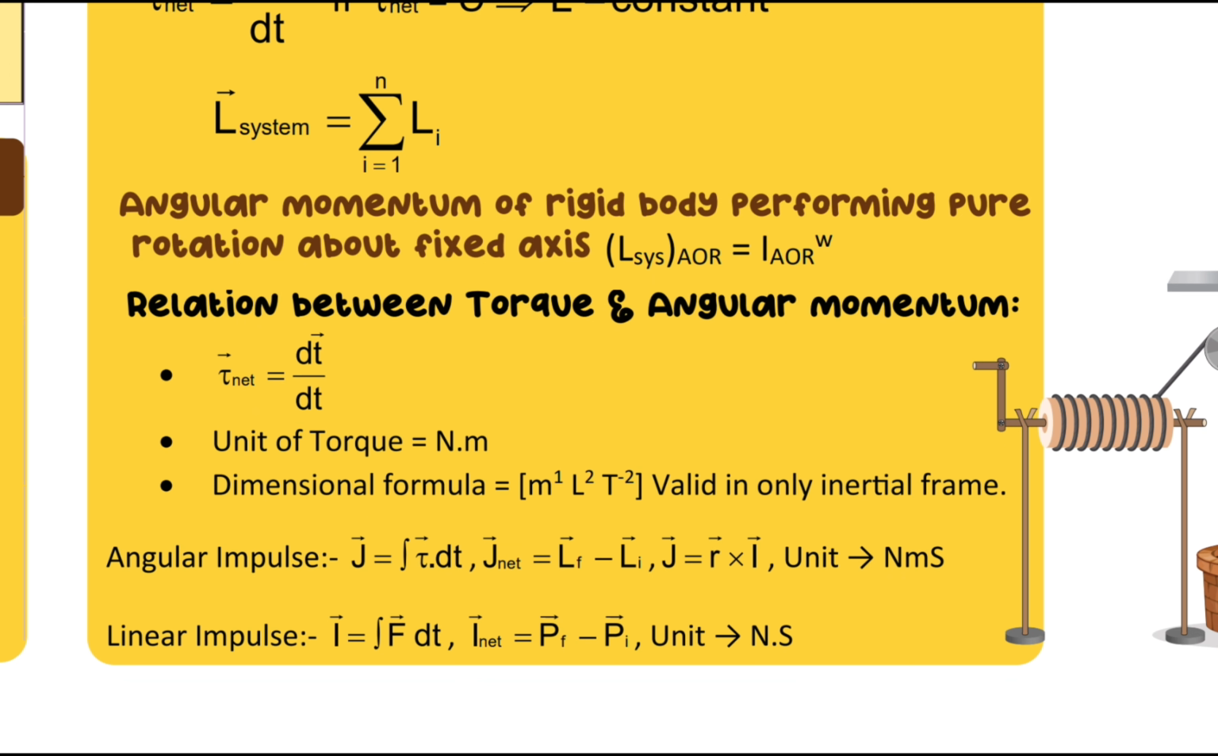Angular impulse J is equal to integral tau dt. J net equal to Lf minus Li. J is equal to r cross I. Unit is Newton meter second. Linear impulse I equal to integral F dt. I net equal to Pf minus Pi and unit is Newton second.